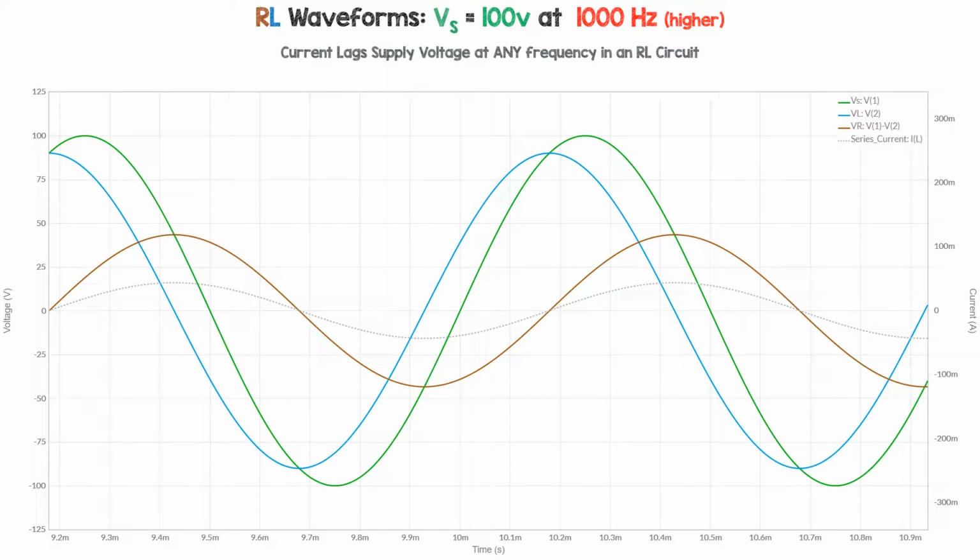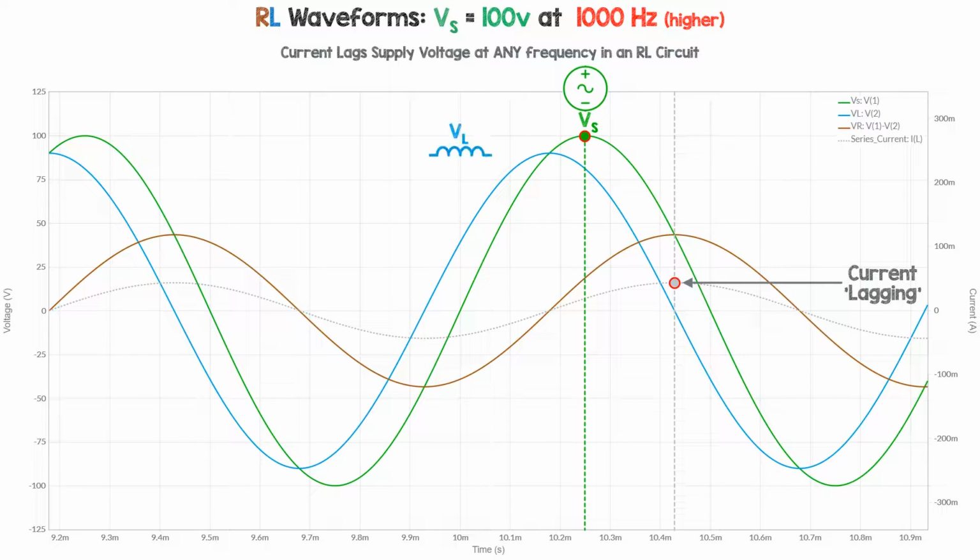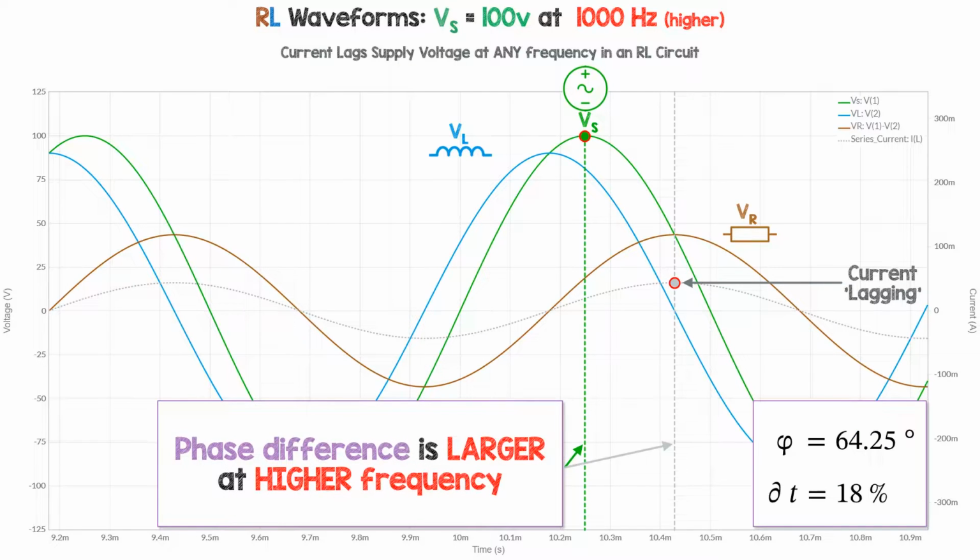These are the higher frequency waveforms. The inductor voltage has increased and the resistor voltage has decreased. At the higher frequency of 1000 Hz with our component values, the delay between Vs and current has doubled to around 18% of one full cycle, and the phase difference has therefore doubled to around 64 degrees.